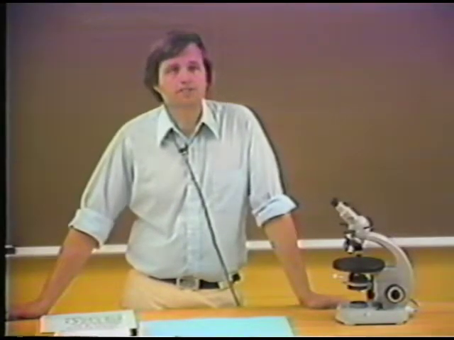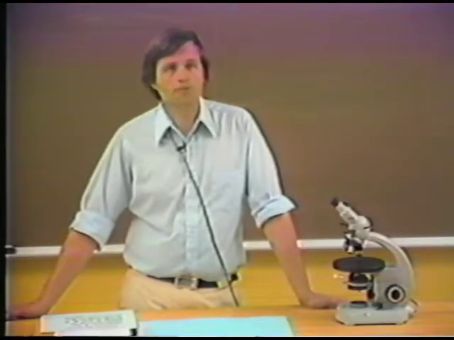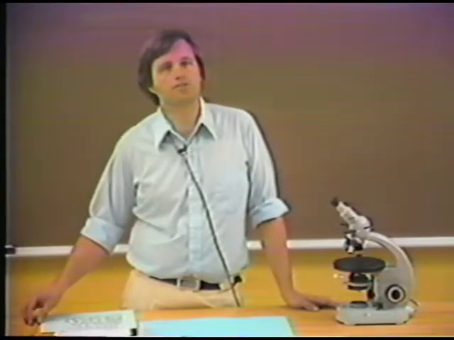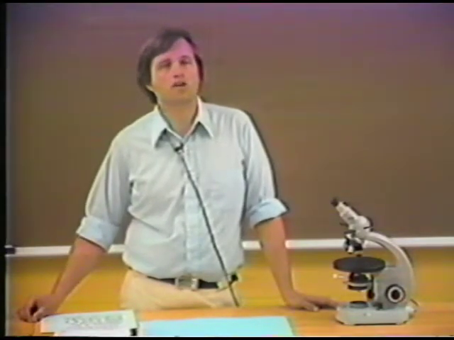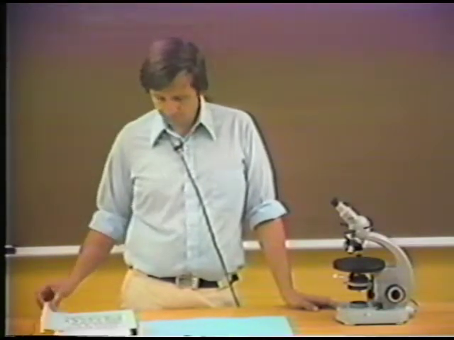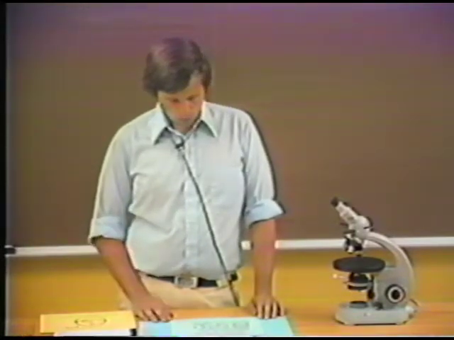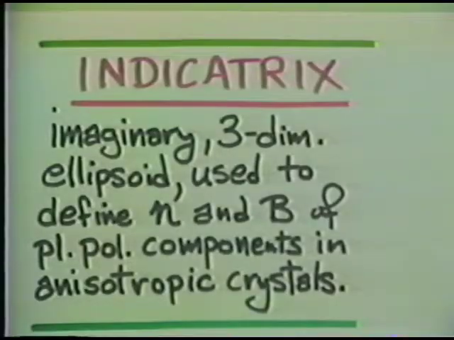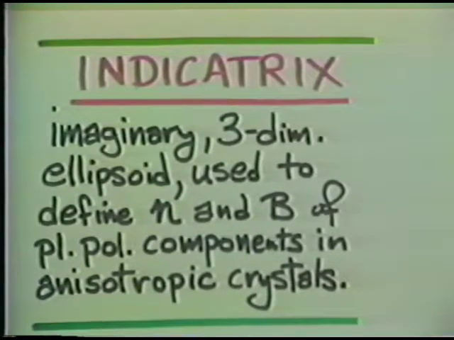When describing the refractive indices of uniaxial minerals, it's necessary to discriminate between the O and the E ray and to be able to recognize when the mineral is properly oriented so that you are observing only the O ray or only the E ray. And in order to do this, we use a visualization called an indicatrix. The indicatrix is an imaginary three-dimensional ellipsoid.